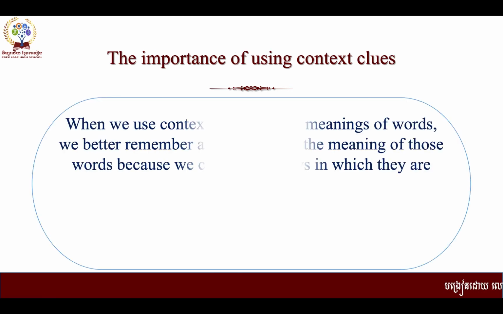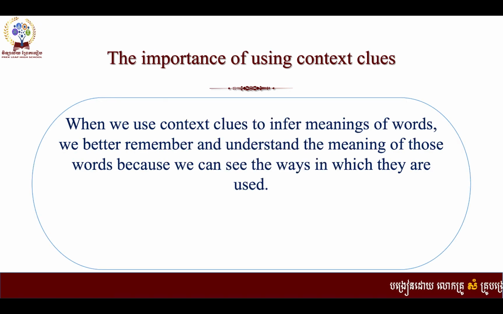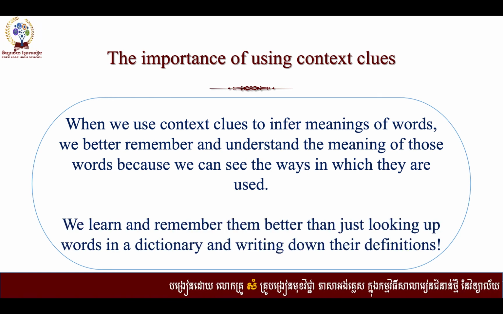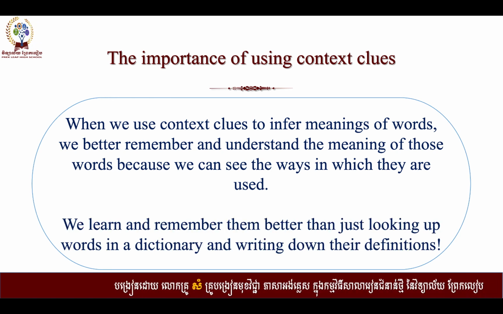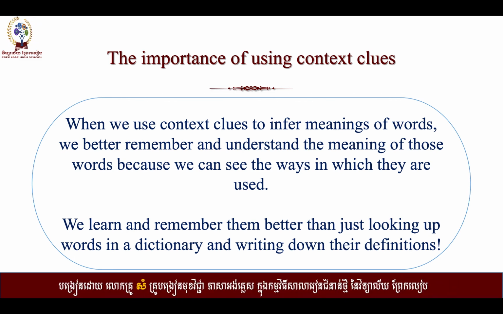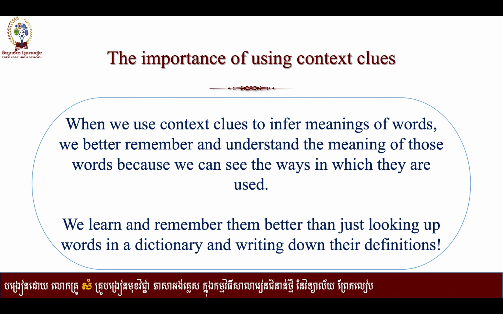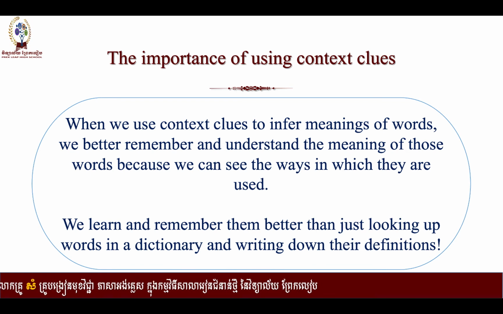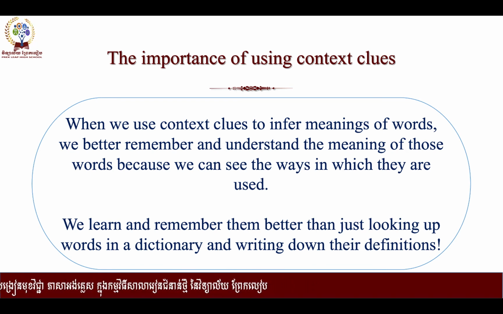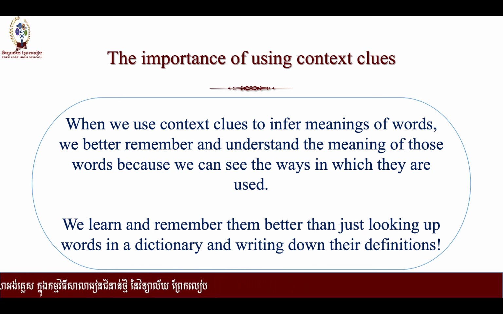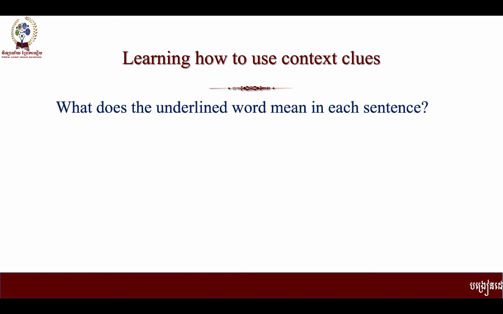When we use context clues to infer the meanings of words, we better remember and understand them because we can see the ways in which they are used. So we learn and remember words better when we try to use context clues to understand, and not just looking words up in a dictionary and writing down their definitions. Sometimes that can help, but it doesn't really help us remember the word and how it is used. So let's just practice a little bit using context clues.